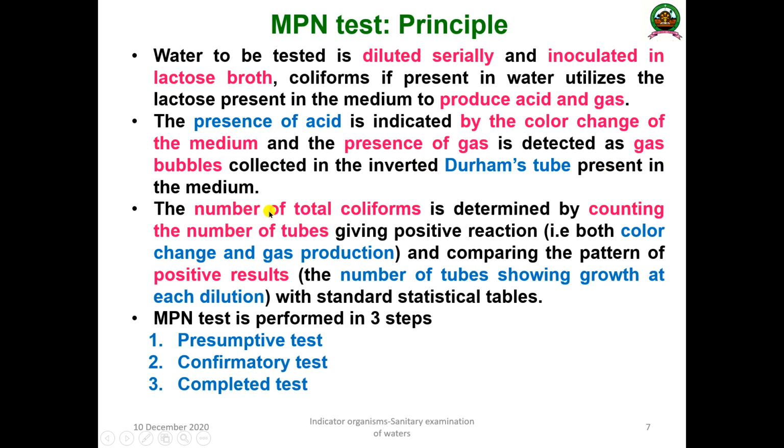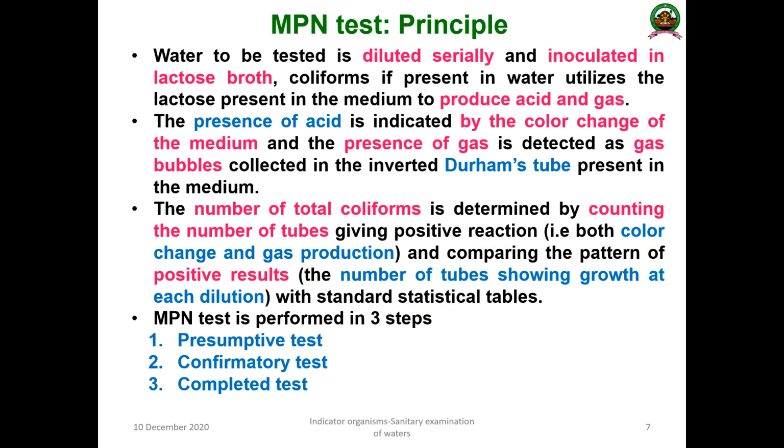Now, the number of the total coliform is determined by counting the number of tubes giving the positive reaction. So, both the color change. Positive result means there should be acid production and gas production. Then only we can call it that coliforms are present. Okay, and how many tubes you are getting, like that you need to check, and comparing the pattern of positive result to a standard table that is prescribed by WHO.